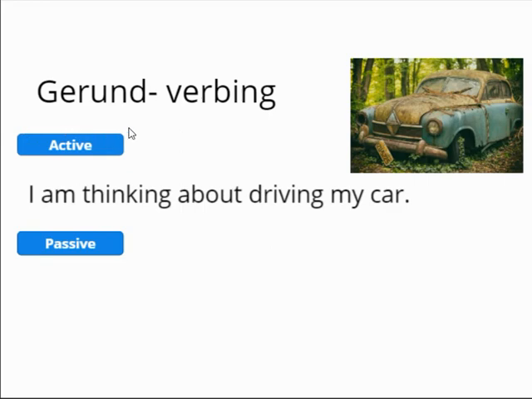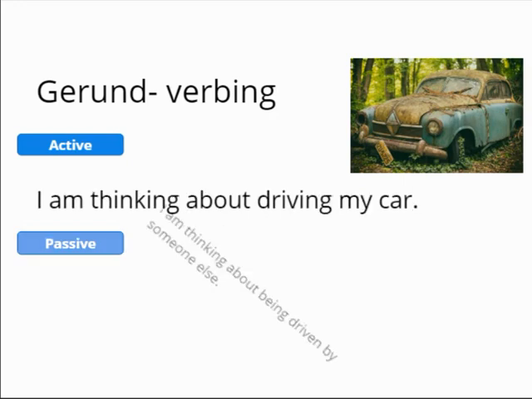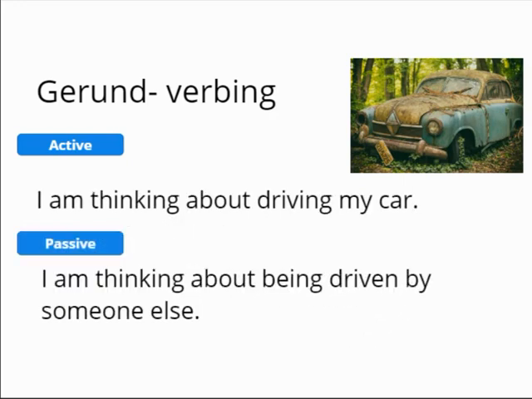I'm thinking about driving my car. So after about, the preposition, we use the gerund, driving. If we look at a passive form here, I'm thinking about being driven by someone else. So looking at my car, it's not in good condition, so I'm thinking about being driven by someone else. We use being plus the V3 for the passive gerund.